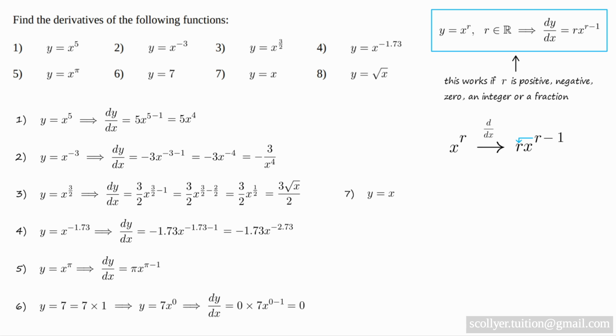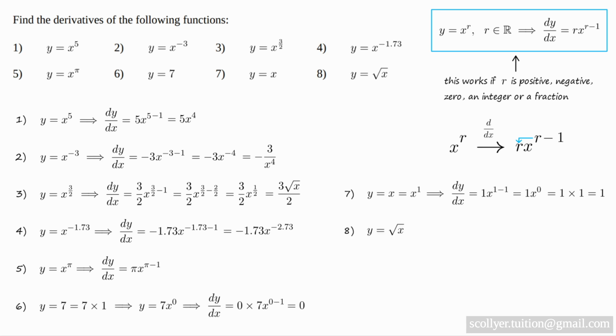Problem 7, y equals x. And again we recognize that this is not in the correct form to differentiate using the rule, so we rewrite it into the correct form, and we can do that because x equals x to the power 1. And so applying the rule, we have that dy by dx equals 1, the power pulled down as a multiplier, times x to the power 1 minus 1, which equals 1 times x to the power 0, which equals 1 times 1 because x to the 0 is 1 for all x, and 1 times 1 equals 1.